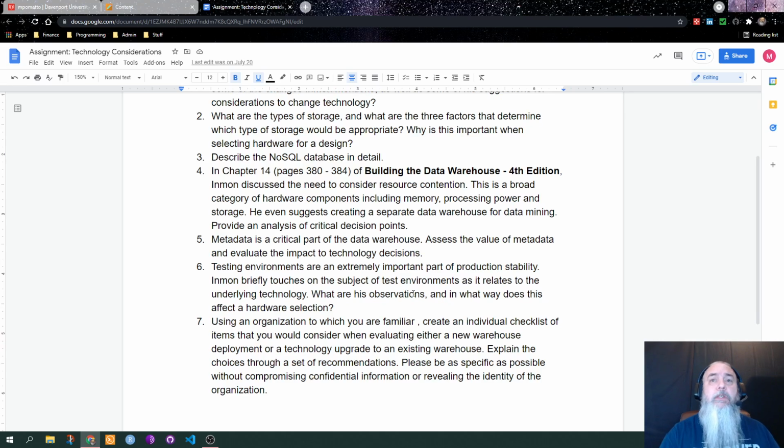Now we talk about resource contention. Inman discusses it specifically in this area, but it's also in the Gorlick text. They talk about managing resource contention, hardware components, memory, processing, etc. There are even some separate criteria presented in several of the readings that go into a little bit more detail on that. So I want you to provide a critical analysis of some of those decision points. If you were going down this path, what would be some of the things that you would consider?